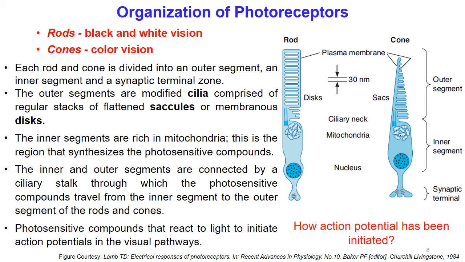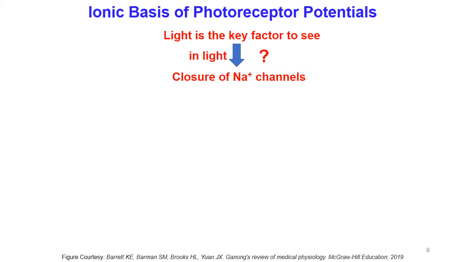How has the action potential been initiated? To answer this, let us move towards the basis of photoreceptor potentials. So light is the key factor to see. And what happens in light? The closure of the sodium channels.